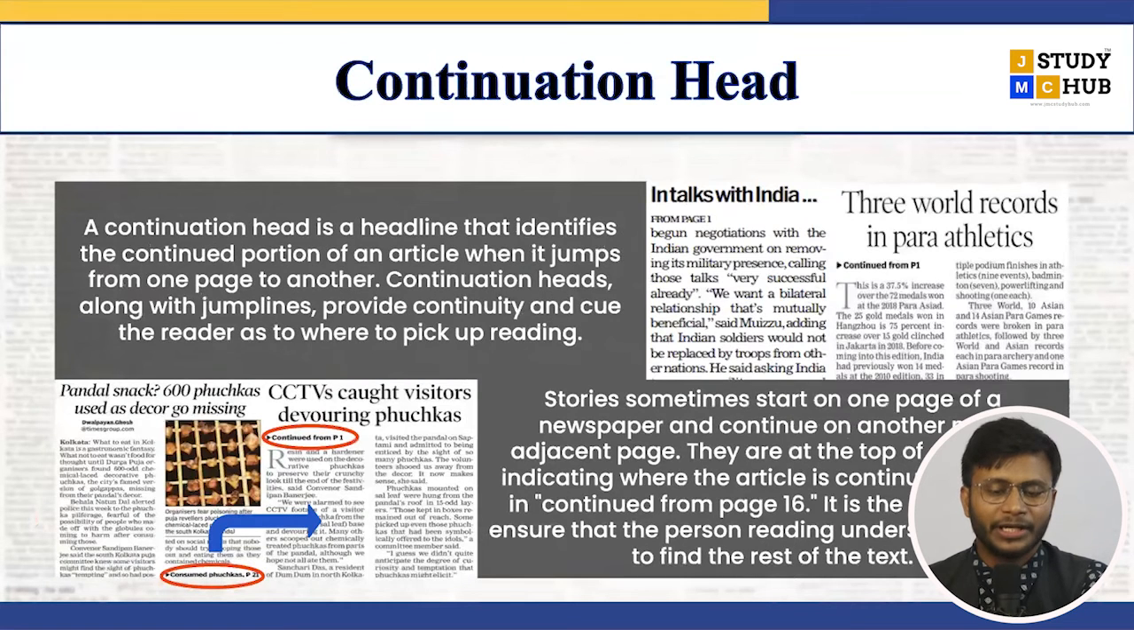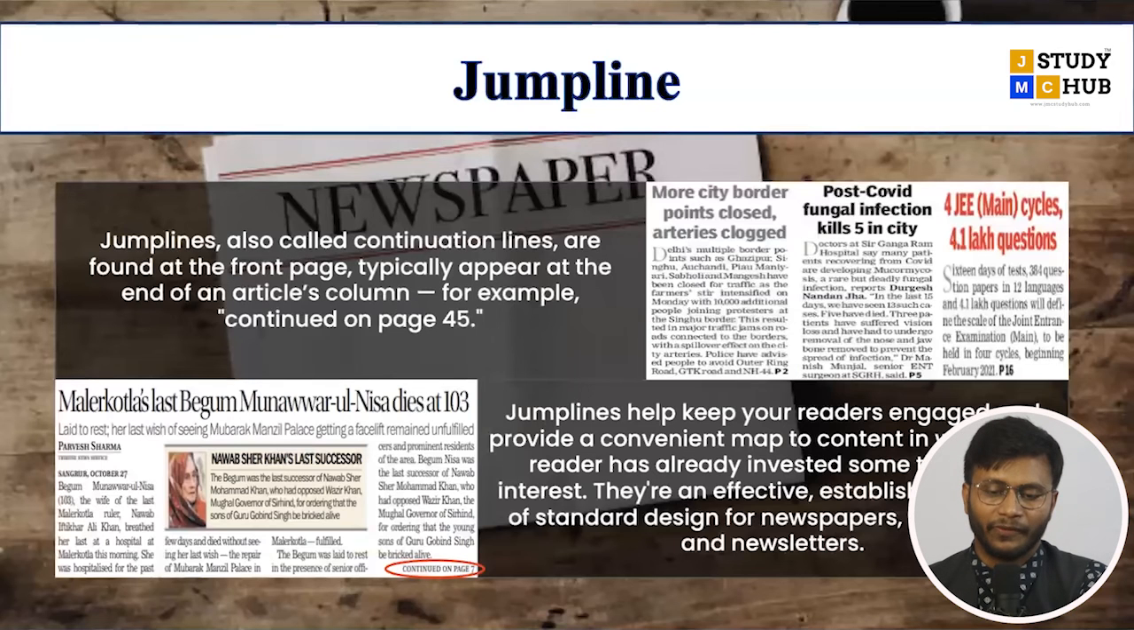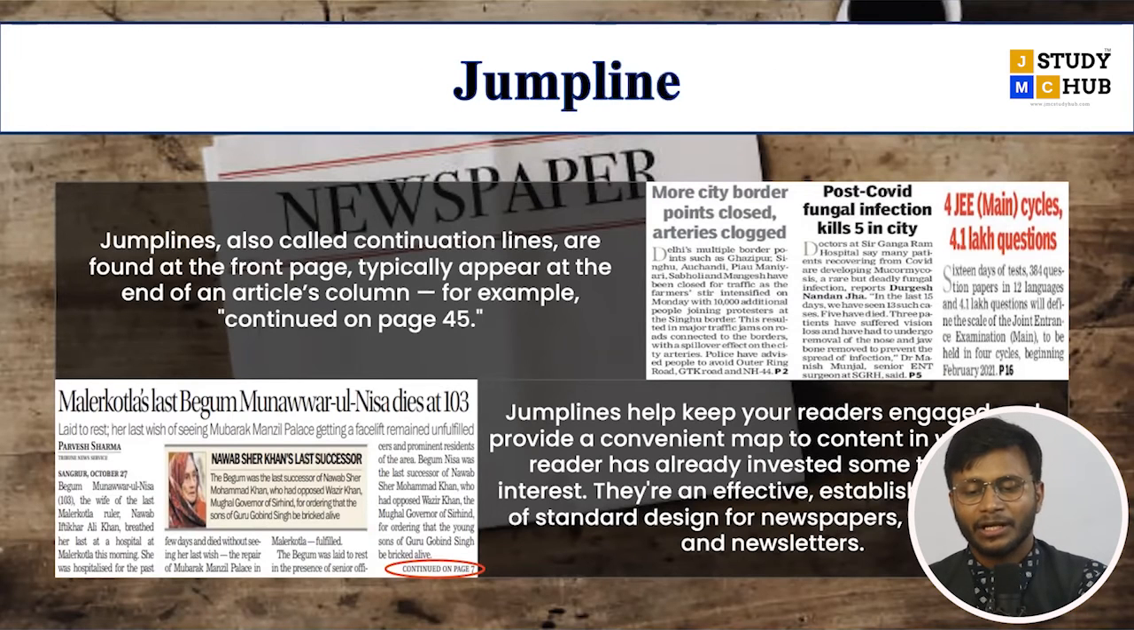Okay, the continuation head is used when you go through the jump line and the remaining stories can be read. You can see all the news stories which look like headlines are the remaining article of the front page, which has been continued as a jump line, right? So the jump line and the continuation head are vice versa. After the jump line you will find the continuation head.